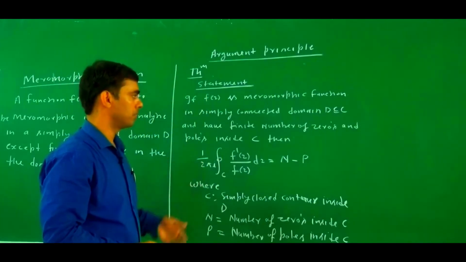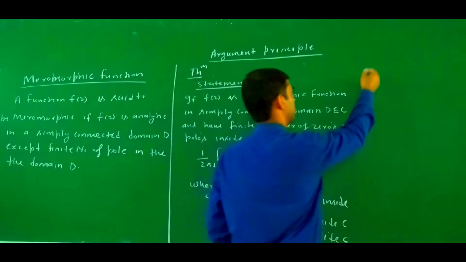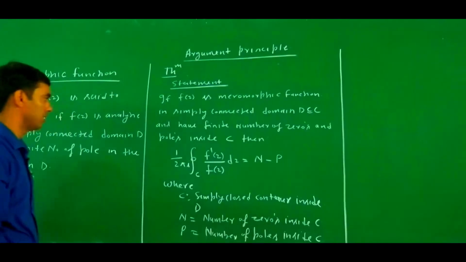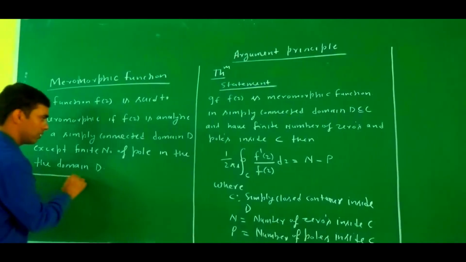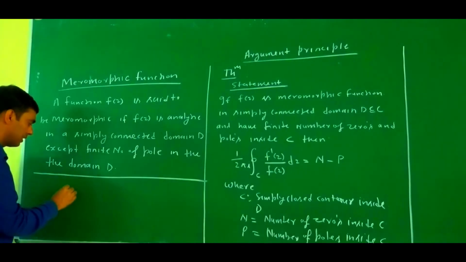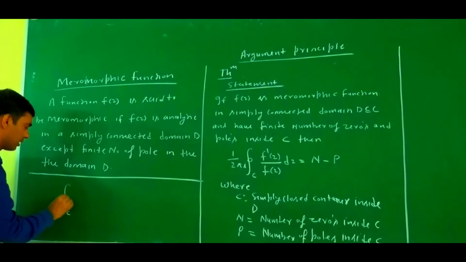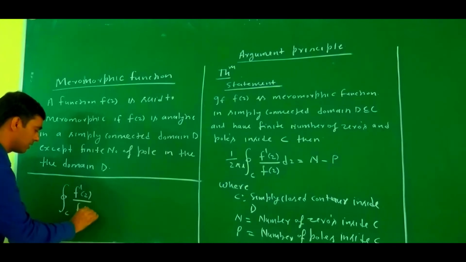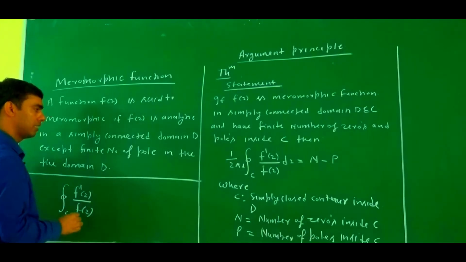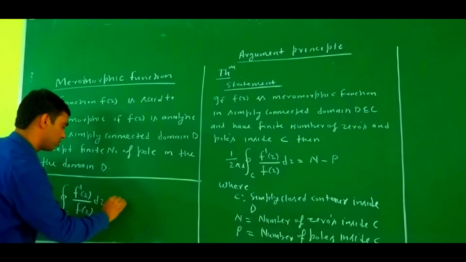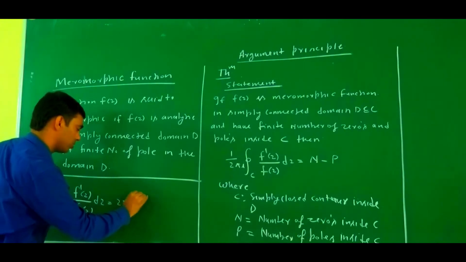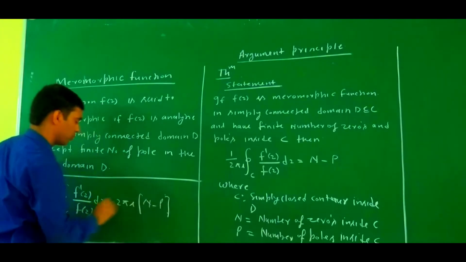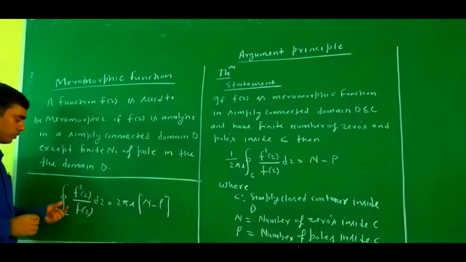So we may also write this in another form. This can also be written as the integral over C of f'(z) divided by f(z) dz equals 2πi times the difference of the number of zeros and the number of poles.